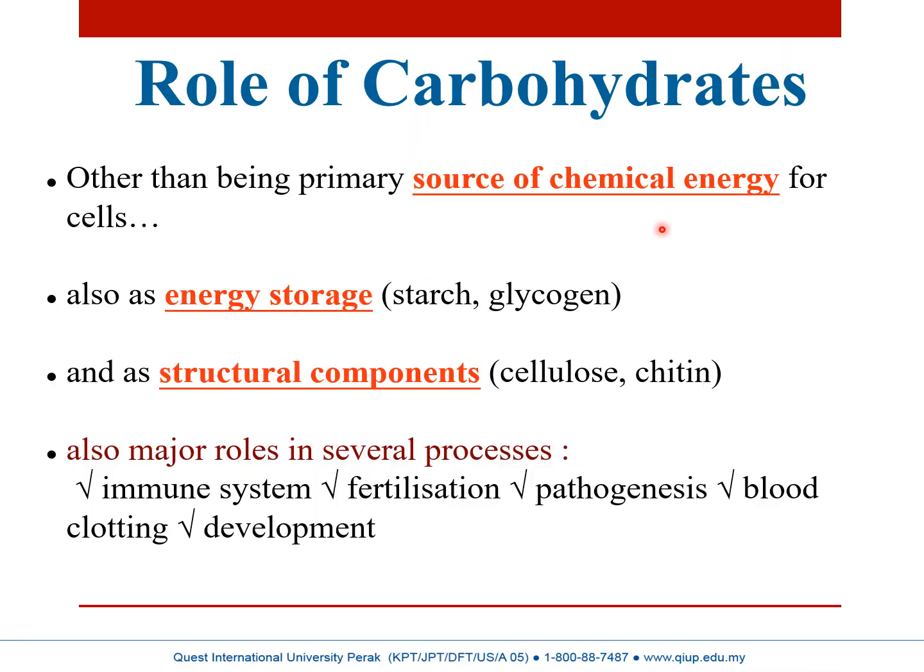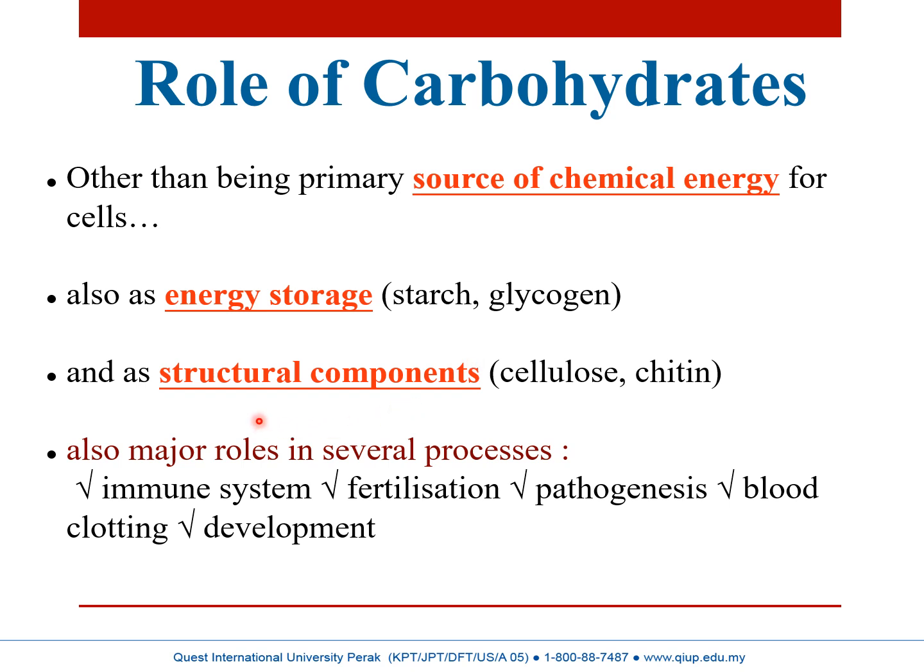As mentioned here, carbohydrates such as glucose, the simpler monosaccharides, are a source of chemical energy to be oxidized to get ATP. But it's also possible that excess glucose is stored as starch in plants, while glycogen is stored in the liver and muscle of a human being, and therefore when required it can be reversed to get glucose back.